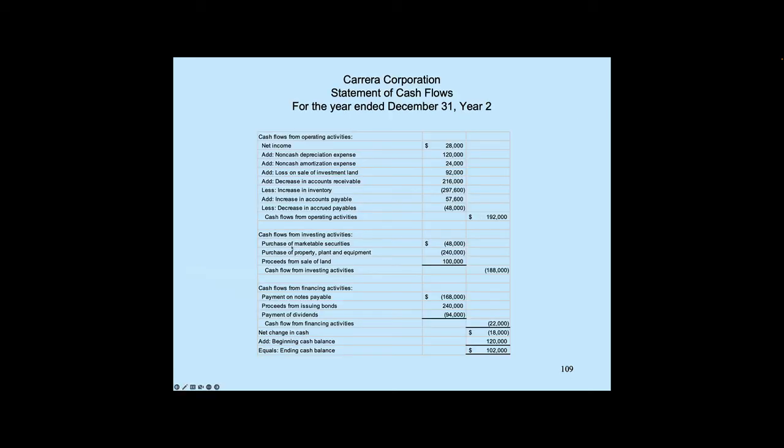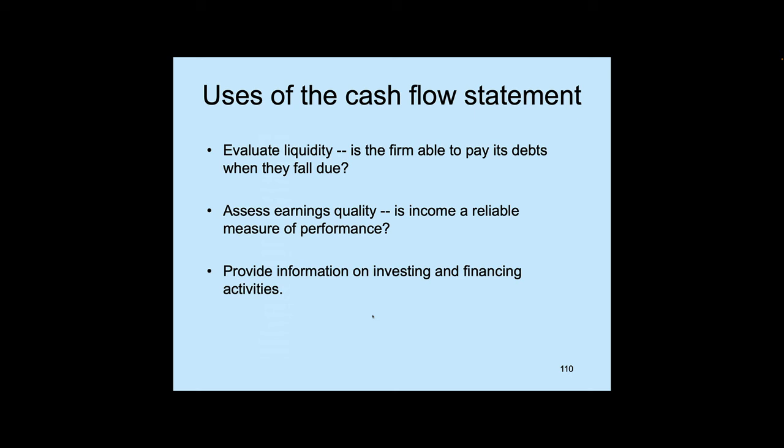We can also provide information on investing and financing activities. Here we can see we bought marketable securities, we bought property, plant, and equipment, we sold some land, we paid down some notes payable, we issued bonds, and we paid dividends. You might be able to infer those things by comparing the balance sheets, but here it tells you straight out what happened in the investing and financing activities. You can't really get that anywhere else in the financial statements.